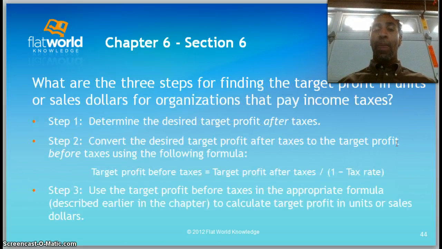What are the three steps for finding the target profit in units or sales dollars for an organization that pays income taxes?